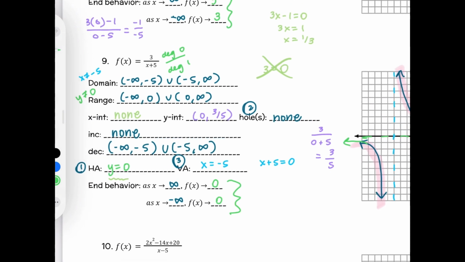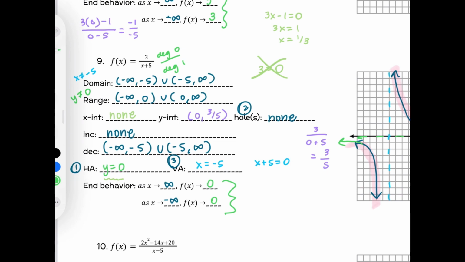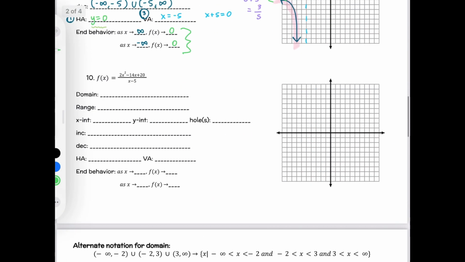It's not going to go past it. It's not going to infinity because it's leveling off. Okay? All right, I really suggest you do number 10. It will be extra credit if you do it.